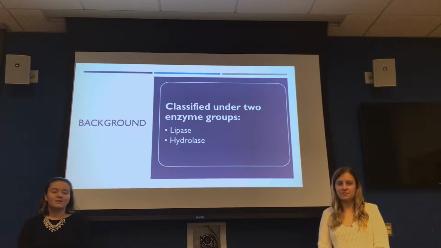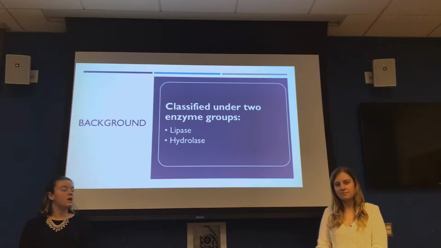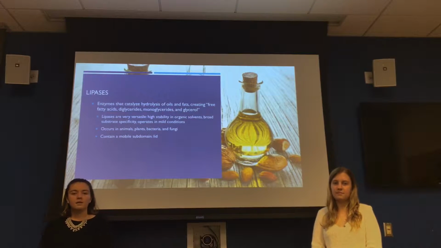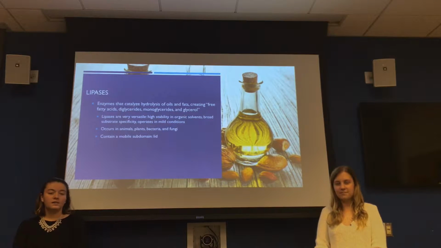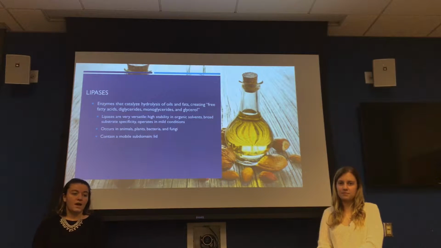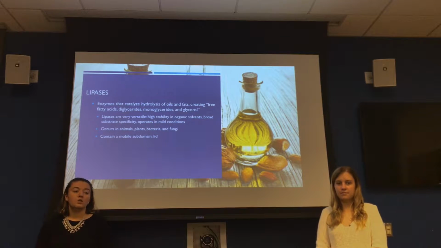Our enzyme is classified under two enzyme groups, lipase and hydrolase. Lipase is kind of a subcategory of hydrolase, so we're going to talk about lipases first. Lipases are enzymes that catalyze the hydrolysis of oils and fats. We're going to be focusing more on oils, and in doing this, they create free fatty acids, diglycerides, monoglycerides, and glycerols.